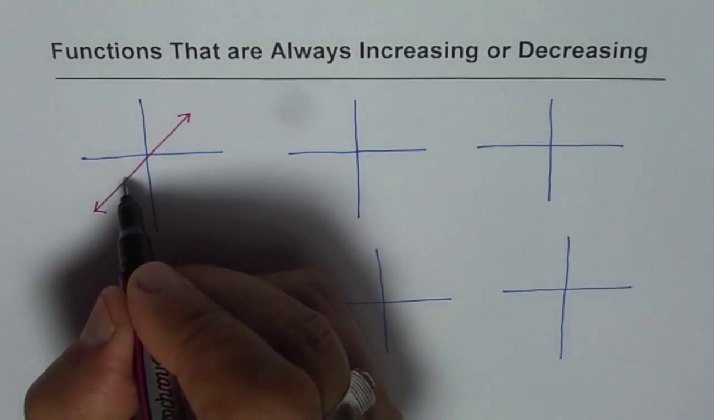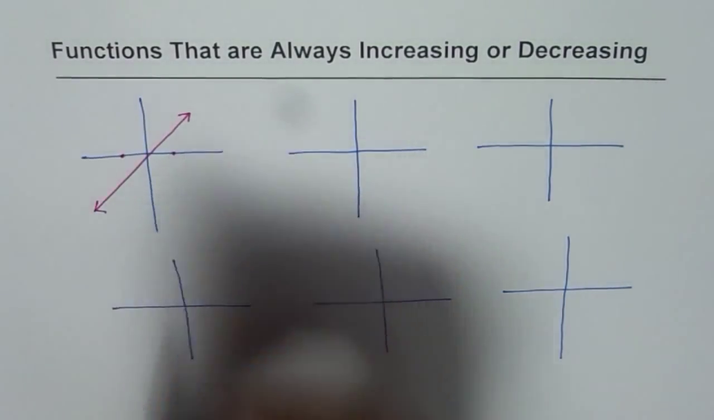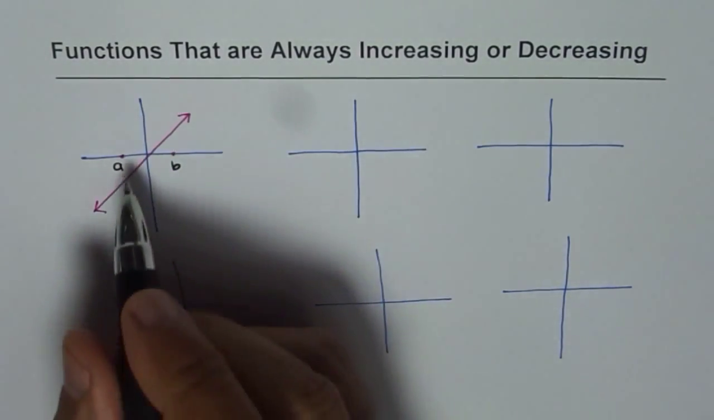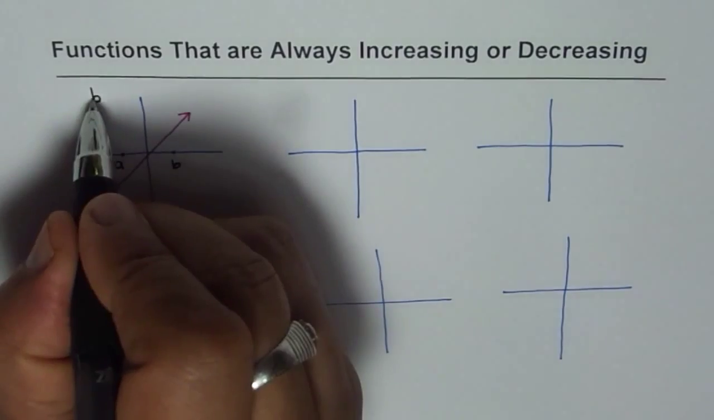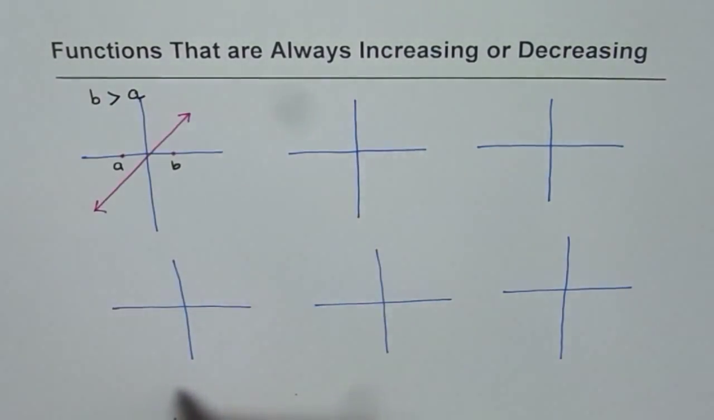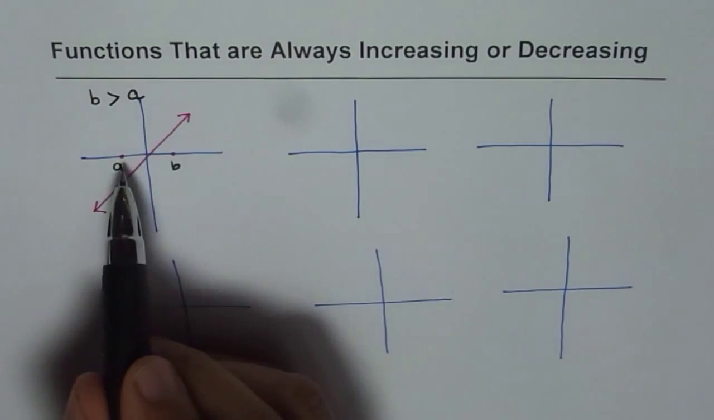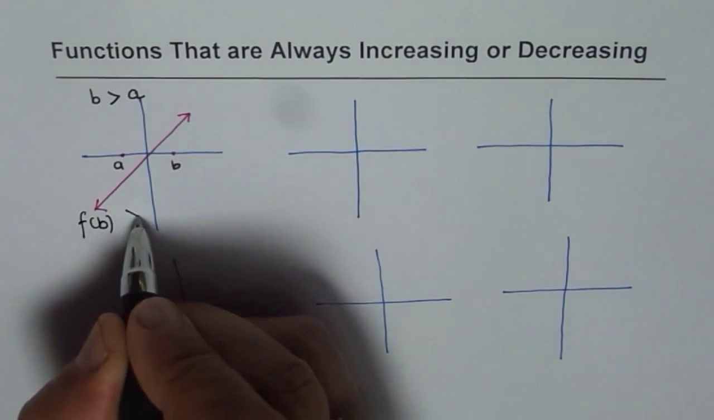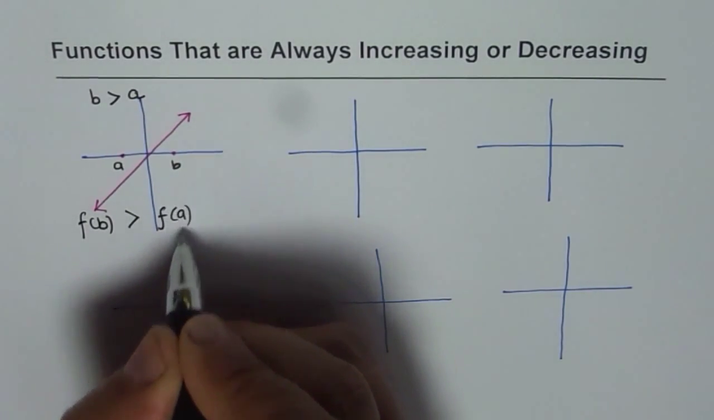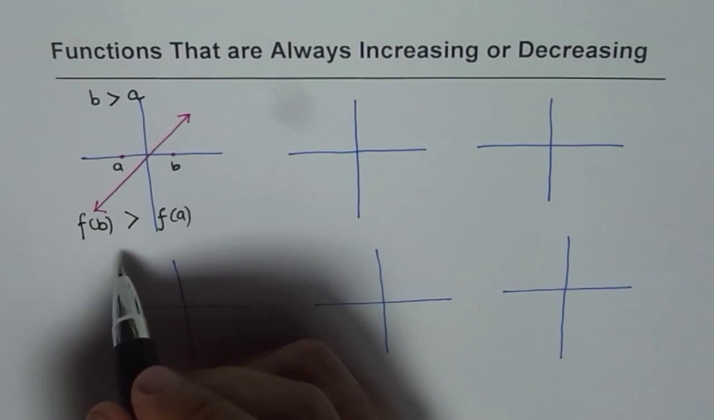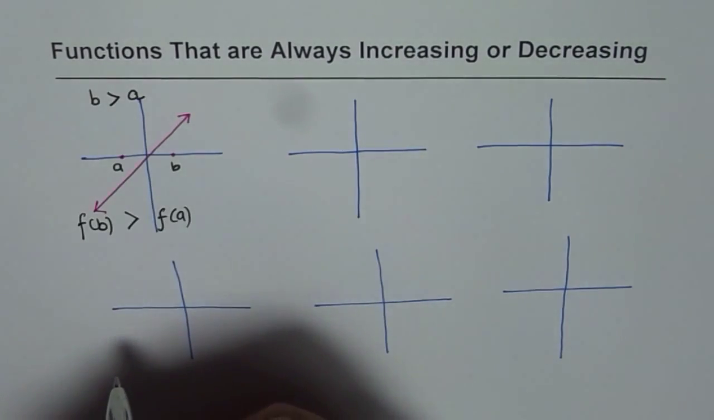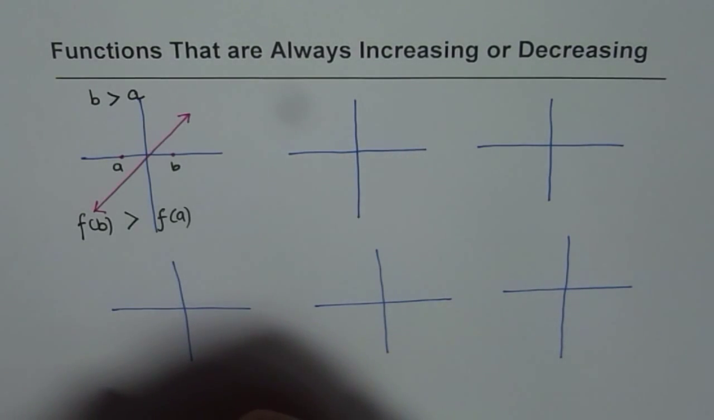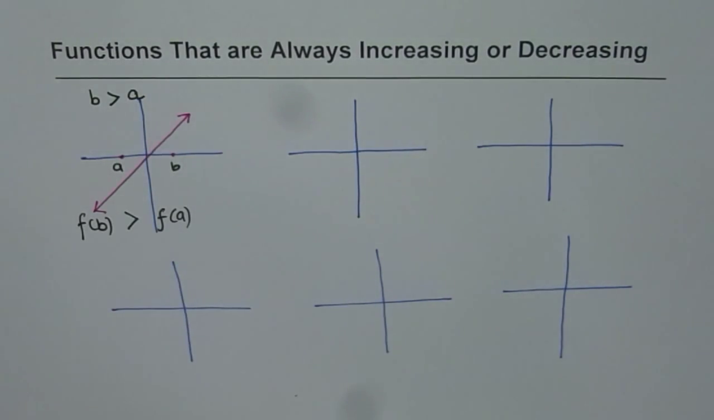So if we consider 2 points, a and b, where b is greater than a, and if f of b, the value of the function, is greater than f of a, the value of the function at a, for all values of a and b, then we say that the function is increasing, correct? That is the basic condition.